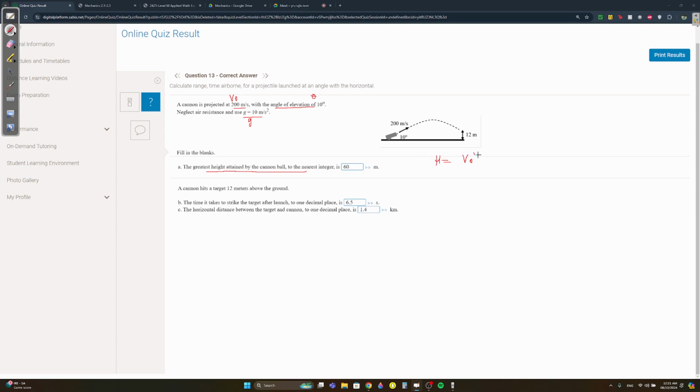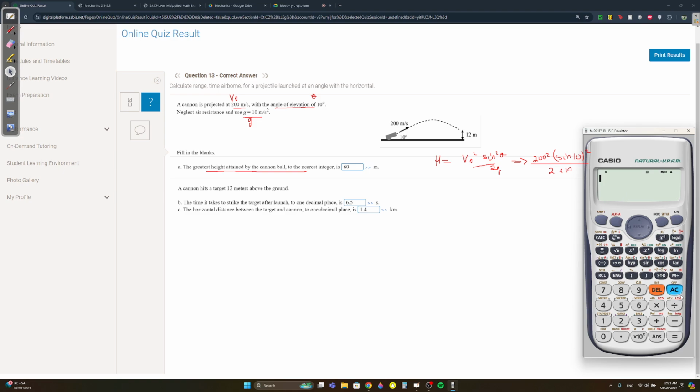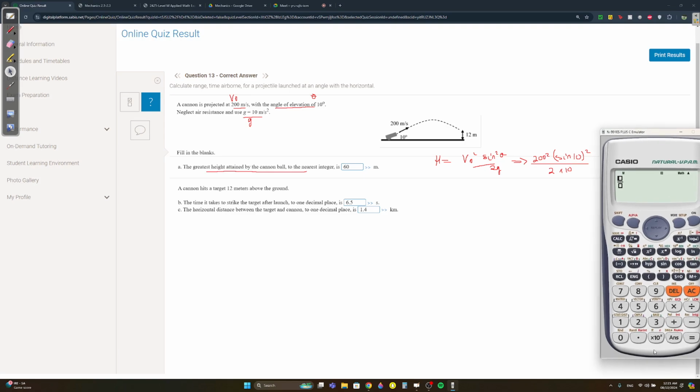The greatest height attained by the cannonball, very easy. Greatest height is v naught squared sine squared theta over 2g, right? V naught squared is 200 squared, sine 10 squared. For people who are confused about how to do this, you just put sine normally and then square it, okay? Over 2 times 10. I think my calculator is still on radians. Let me change it to degrees. Please make sure you change it to degrees. 200 squared sine 10 squared over 20. Okay, greatest height is 60.